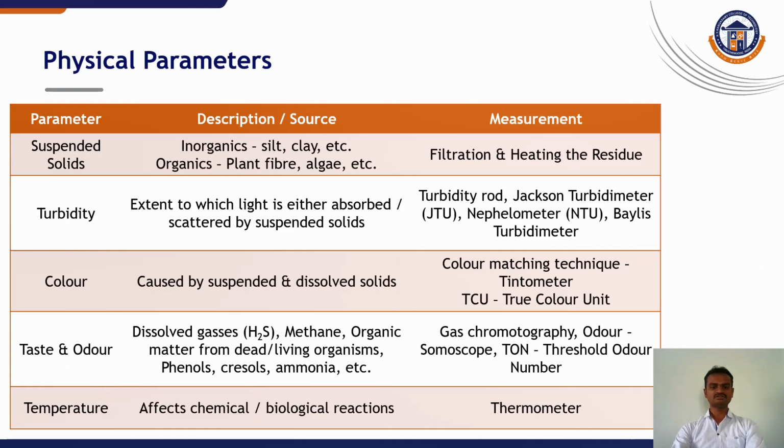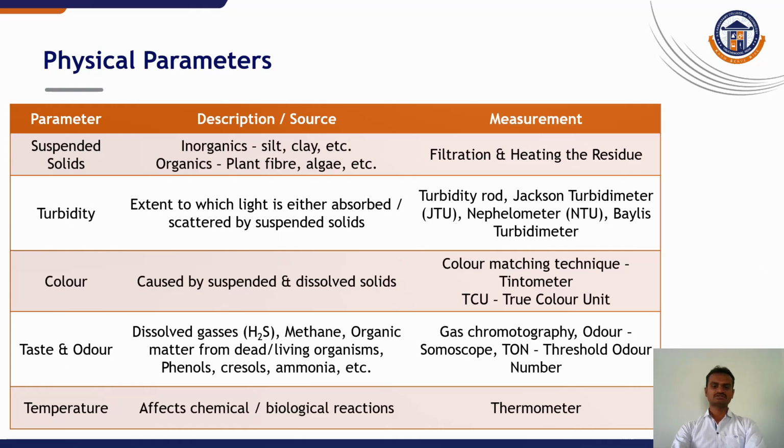And the turbidity, this is a direct measure of how cloudy the water is. It's usually measured in NTU, nephelometric turbidity units, or JTU, or Baylis turbidimeter. High turbidity can indicate microbial contamination or sediment runoff. Next, color. Natural water may have a yellowish or brownish tinge due to decaying leaves or iron content. A sudden change in color can be a red flag for pollution. So, the color matching technique or TCU, true color unit, is used to measure the color.